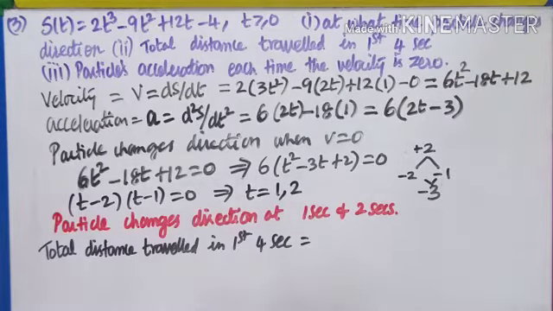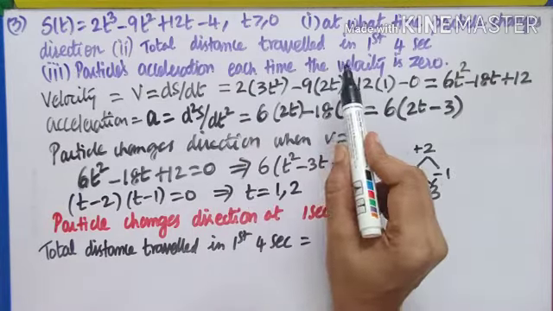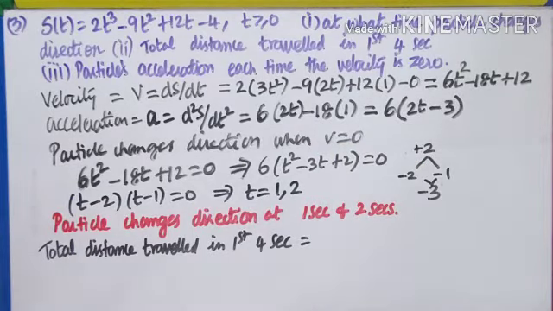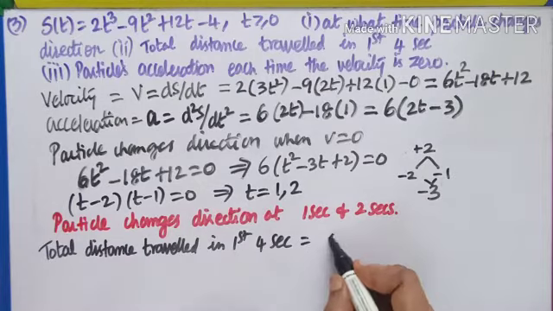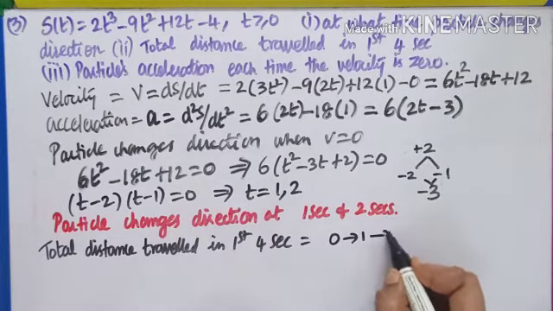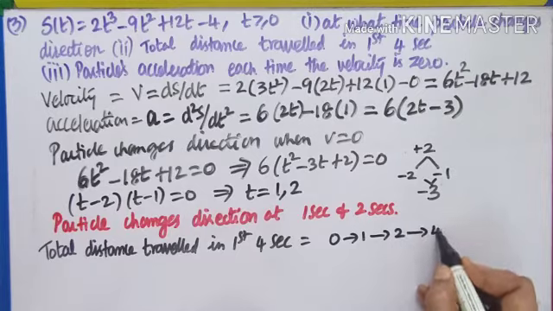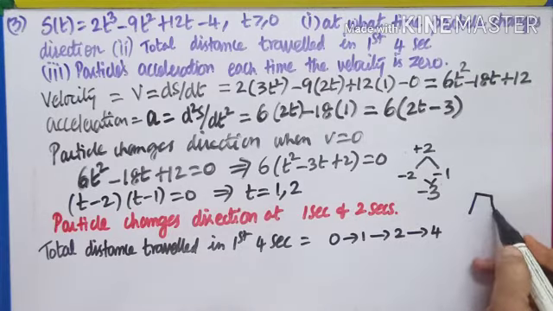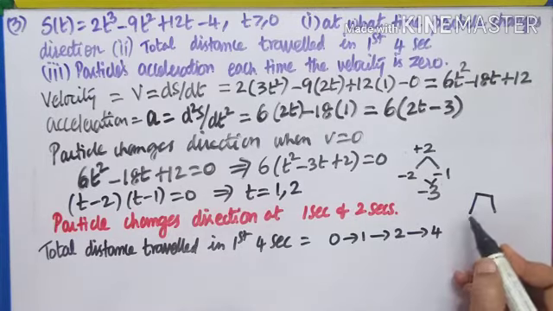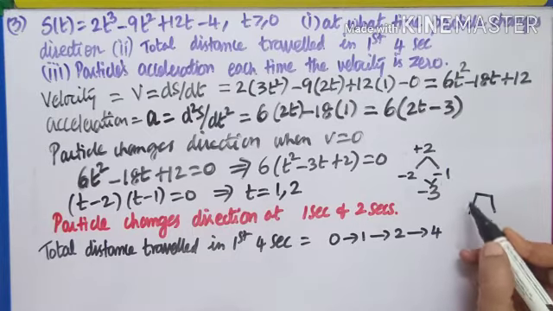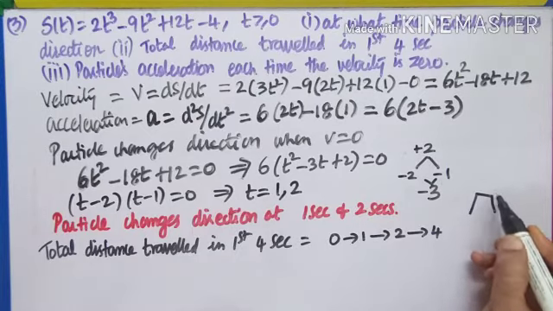Second question, total distance travelled in first 4 seconds. See, we know the particle changes direction at 1 second and 2 seconds. So, first 4 seconds I need to split it. How do I split it? 0 to 1, 1 to 2, 2 to 4, because it changes direction. Somewhat like this it may be. So, 0 to 1, 1 to 2, 2 to 4.